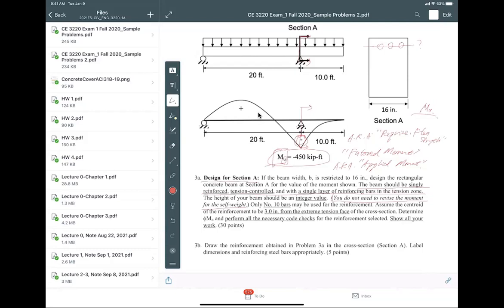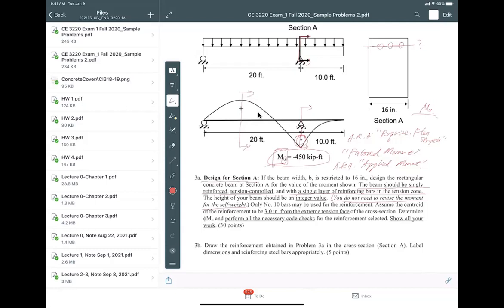What if it's in the positive moment region? Then it's on the bottom. So be careful where I am asking you to design. With that, the rest of the things are very easy. I have singly reinforced, I have a single row, and you shouldn't be wrong.